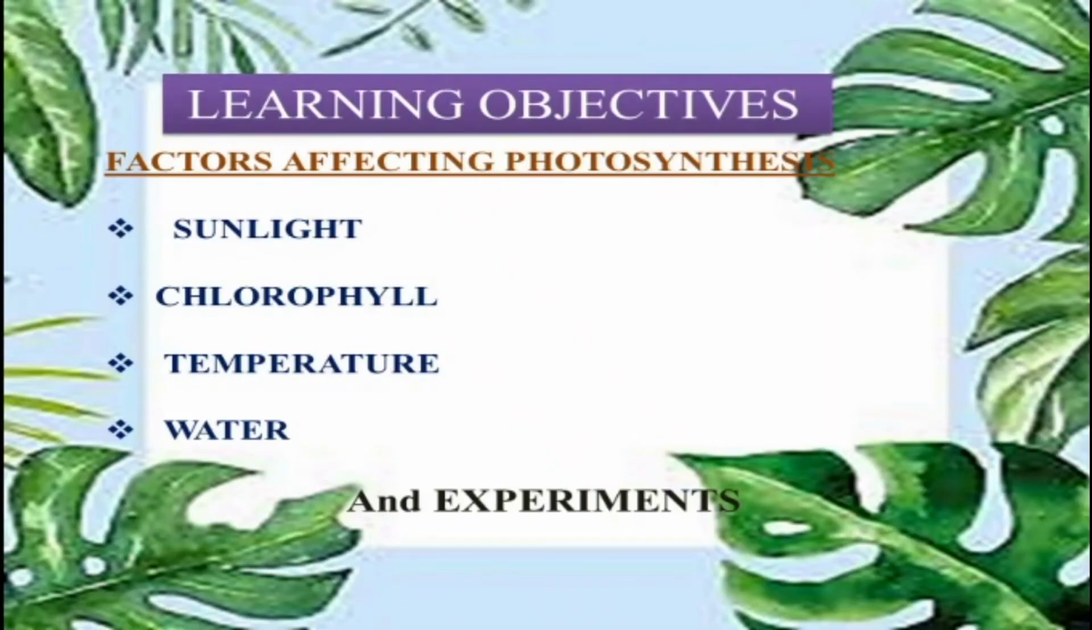In this session, you will learn about factors affecting photosynthesis. First one, sunlight. Second one, chlorophyll. Third one, temperature. Fourth one, water. And finally, experiments.